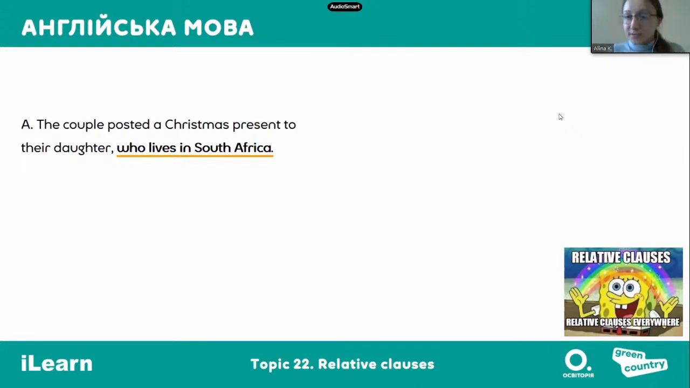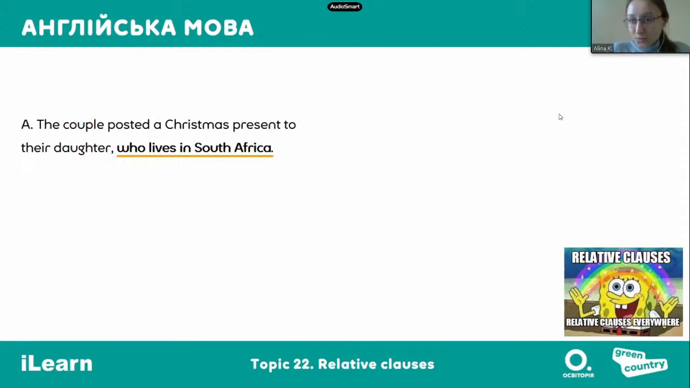Why do we call it relative? Because this clause relates to some word in the main clause. So what do you think? Which word in the main clause does this clause relate to? So we call it a relative clause because it relates to some word in the main clause. What is that? Daughter, that's right.